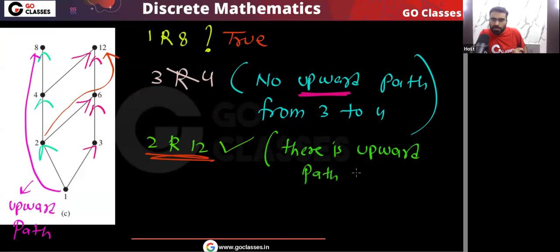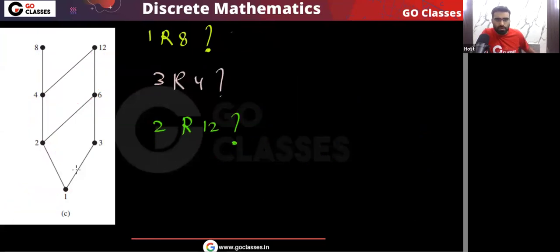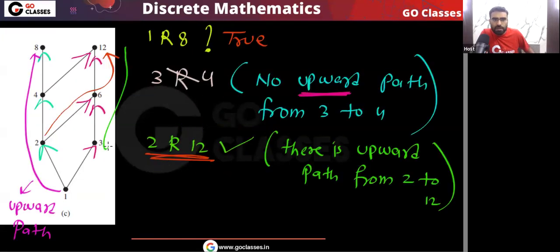There is an upward path from 2 to 12. Okay, so that is the reason. I hope you understood. So again, you tell me, can I say 3 is related to 12? Yes, 3 is related to 12 because there is an upward path from 3 to 12.